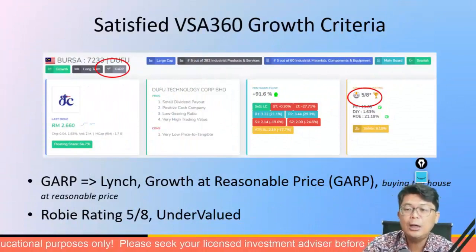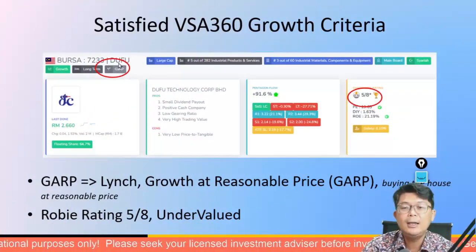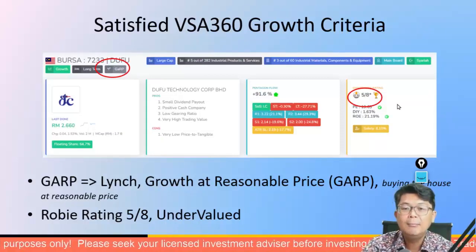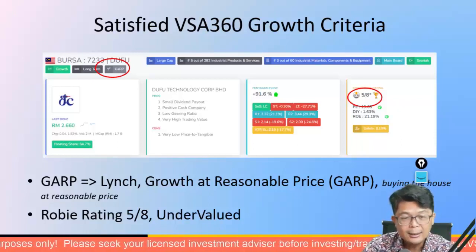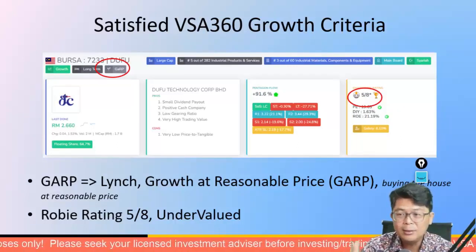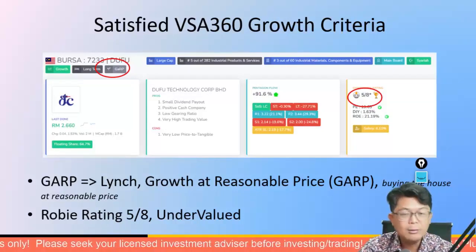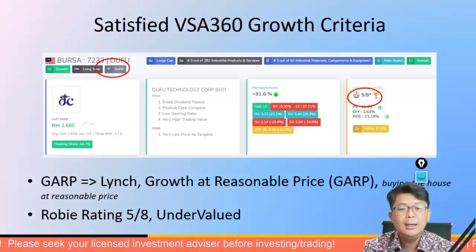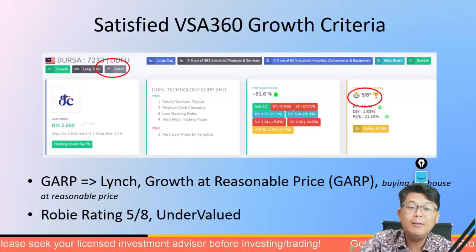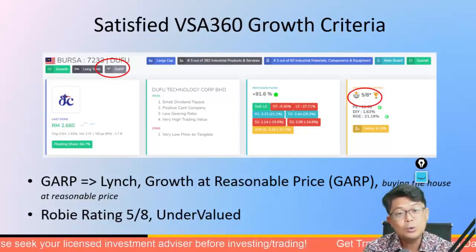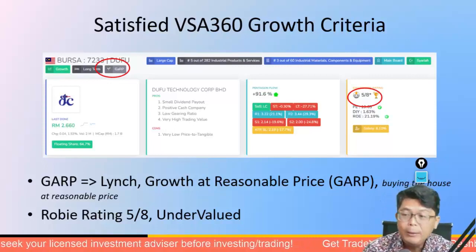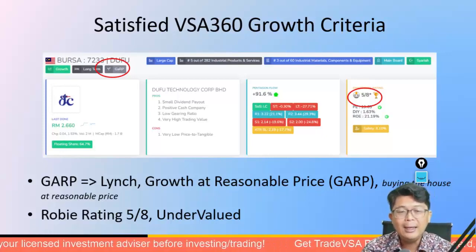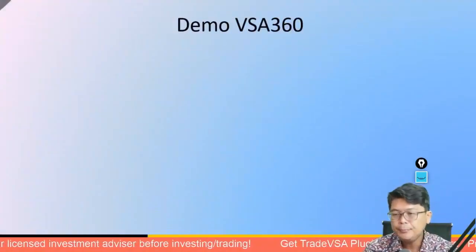Now, of course, as I shared with you just now, you can always go to VSA 360 and look for GaRP, G-A-R-P. It's rated 5 out of 8 in here. Previously it was higher, now it is 4. Remember, previously it was 5 when I was doing this slide. Now it is 4, because as the price moves higher, the rating is dynamic, so it gets lower. Of course, when DUFU goes even higher, it may fall to 2 or 3, not so attractive lah. So the higher the rating, it's the same thing. Houses are always best to buy when they are cheaper and during a bear market.